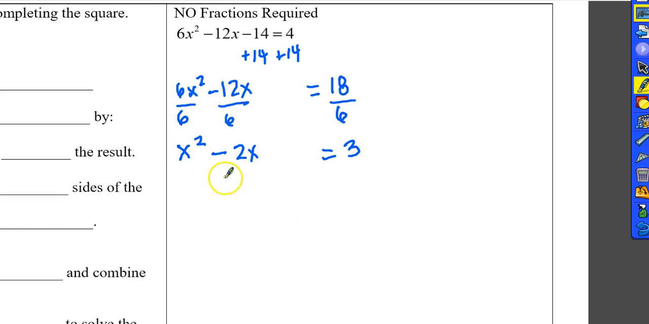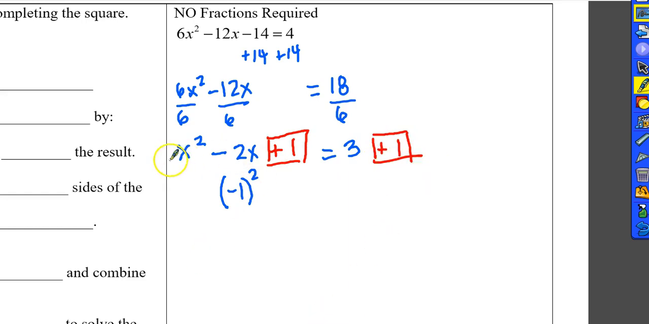Okay, now we're going to cut our b term in half. So half of negative 2 is negative 1, and we're going to square it. So we're going to add 1 to both sides because we're squaring our b term. Well, we're squaring half of our b term. So I'm completing the square here on this side. I just created a perfect square trinomial, but I have to balance my equation. Whatever I do to the left, I do to the right.